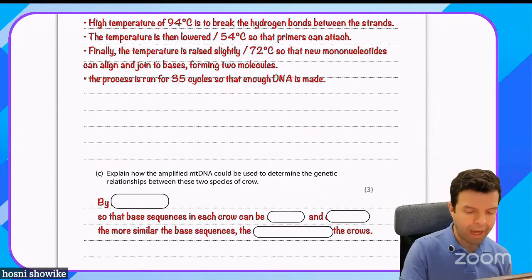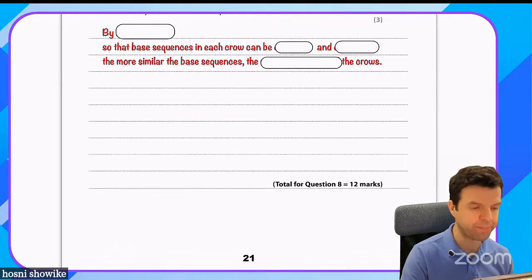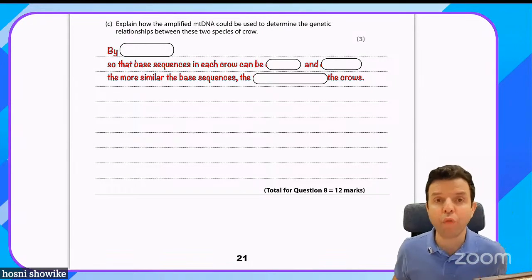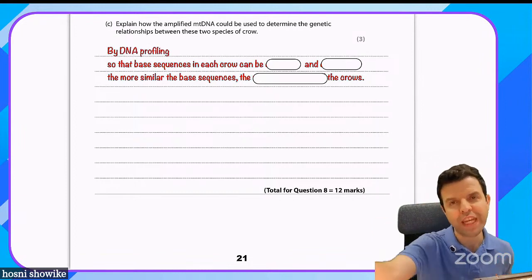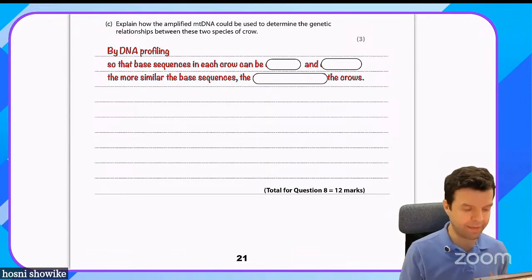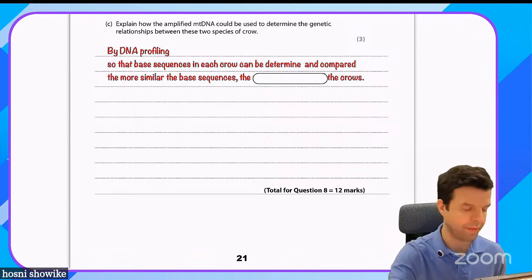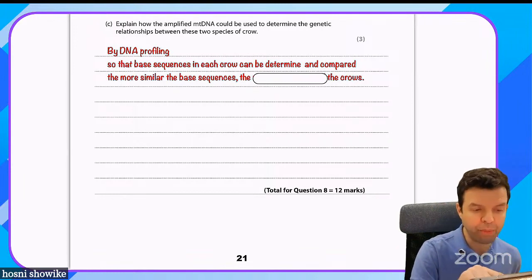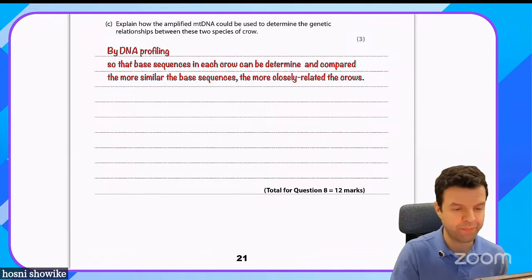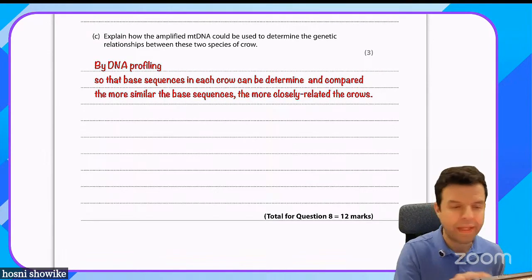Now, how do we see if there is any relationship between two species? To do so, I need to do what we call a DNA profile. What's a DNA profile? That's when you run the DNA fragments on gel electrophoresis. If the species are related, then we compare those bands. Now, the more similar the base sequences, the more related those species of birds are. Okay? Here's the last sentence.